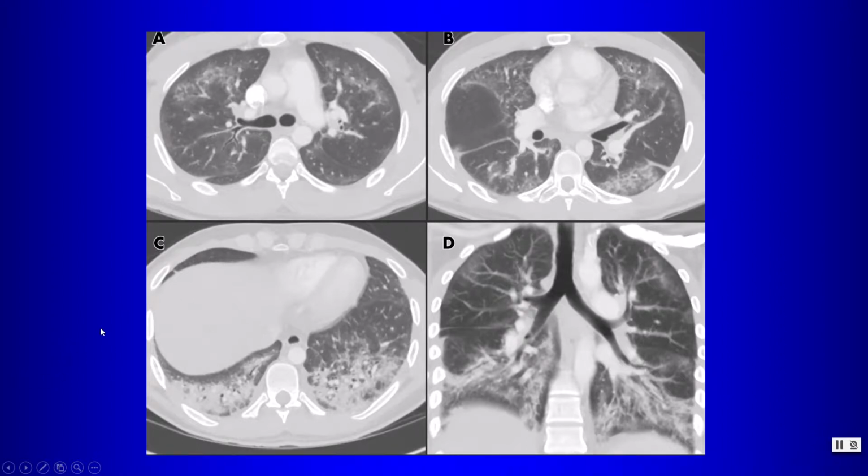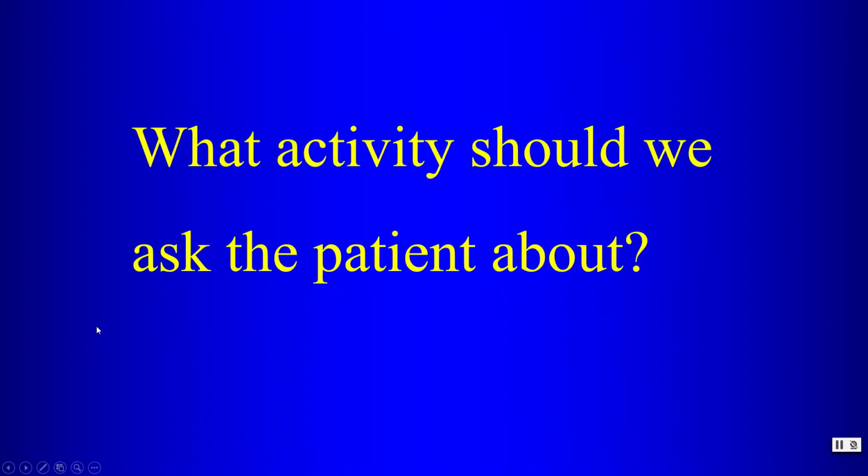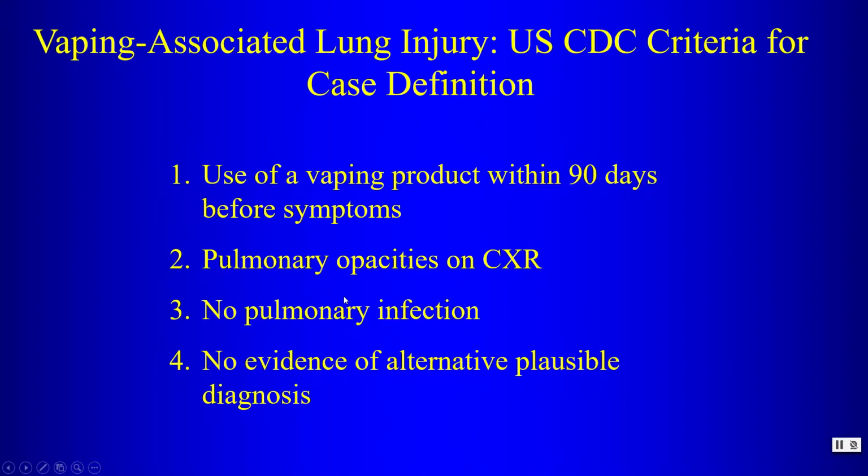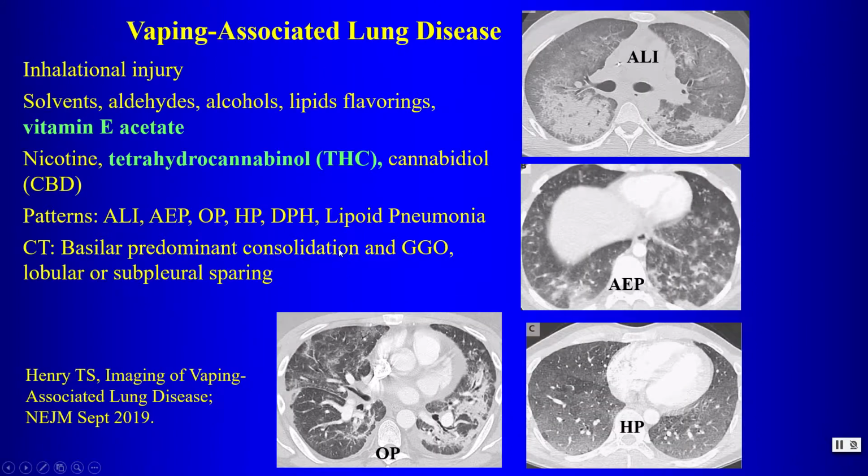So my question to you is, what activity should we ask the patient about? And in this day and age, that activity turns out to be vaping. So the CDC criteria for the case definition of a vaping-related illness is use of a vaping product within 90 days before symptoms, pulmonary opacities on chest x-ray, no pulmonary infection, and no evidence of alternative plausible diagnosis.